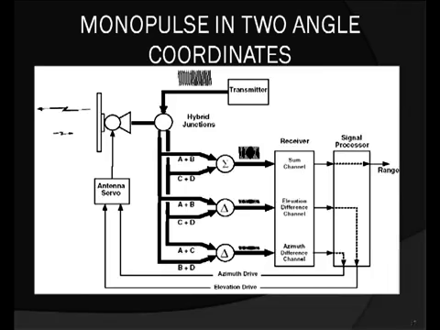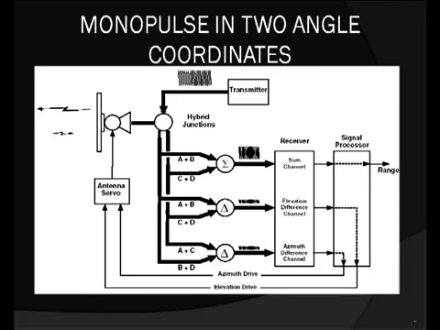Similarly, A plus B and C plus D channels are summed up separately. Then these two are applied to one more hybrid junction to get the difference for the elevation information. So we can say that we are going to use the difference of the sum channels to get the angle information.